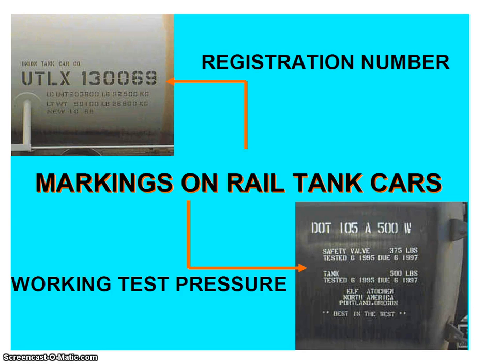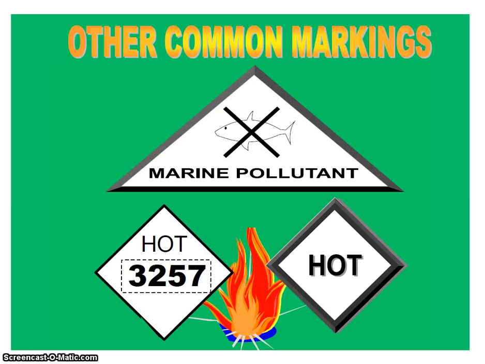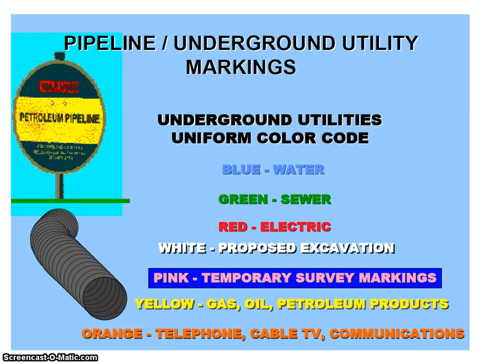When we look at rail car markings, we often see registration numbers and the working test pressure. Other common markings you see are placards on trucks or on the label. They say marine pollutant, caution hot. There are pipeline and underground utility markings as well.